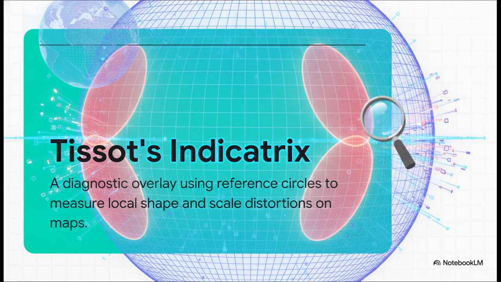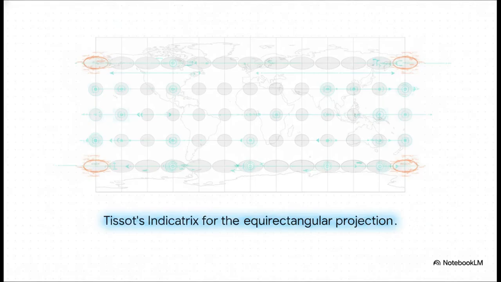Do they stay perfectly round? Do they stretch into massive ovals? Shrink? It basically gives us a visual heat map of the distortion. Check out how the equirectangular projection handles this. Look really closely at the circles right along the center at the equator. They remain perfectly round and true to scale. The projection maintains true length there.